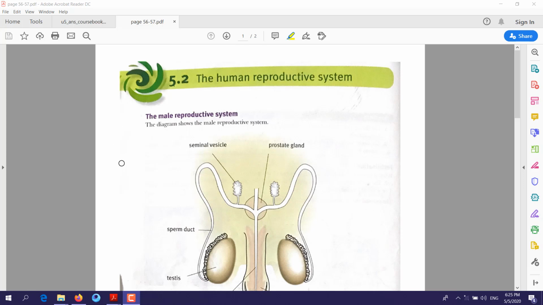Hello everyone, this is the third lesson of week 7. 5.2 The Human Reproductive System.